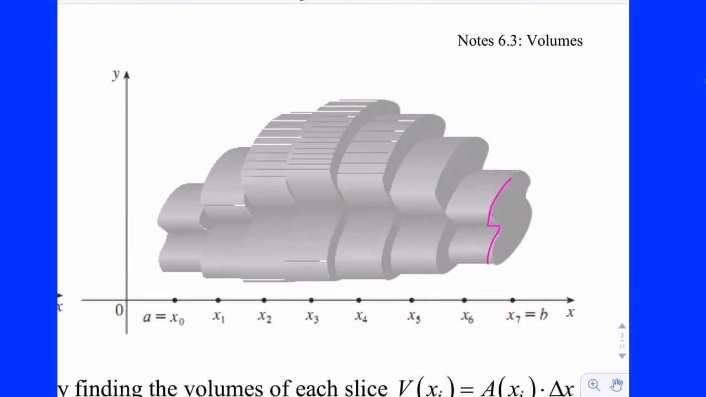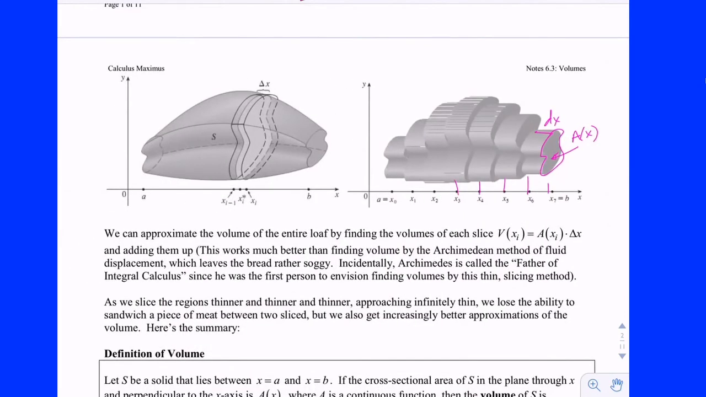So the key here is this. Can I find a formula for the area of the face as a function of a single variable x, in this case, where I am on the coordinate plane? Because if I can do that, all I got to do is multiply it by dx and then add them all up from left to right. All right, we have 10 minutes.